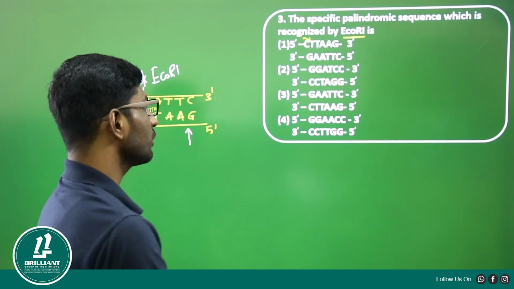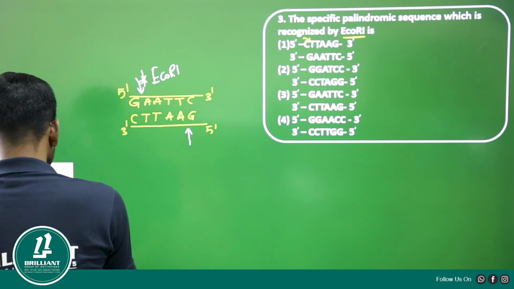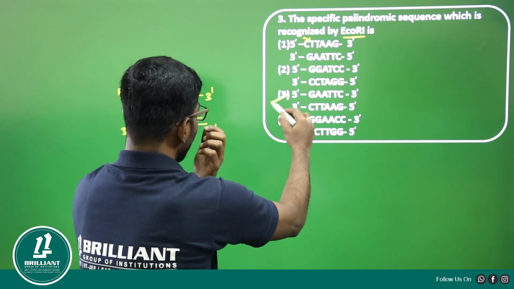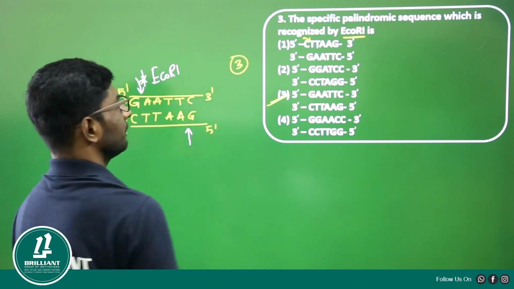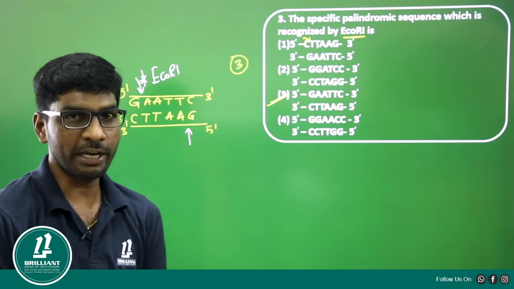So, the correct answer of this question is what? Answer is 3. 3 is the right answer of question number 3. Right? Shall we go to the next question?